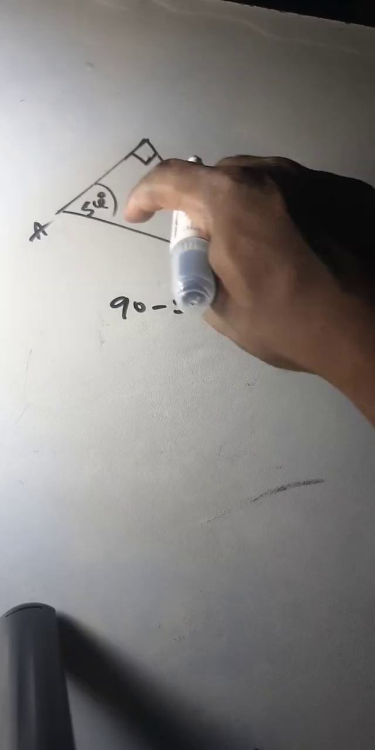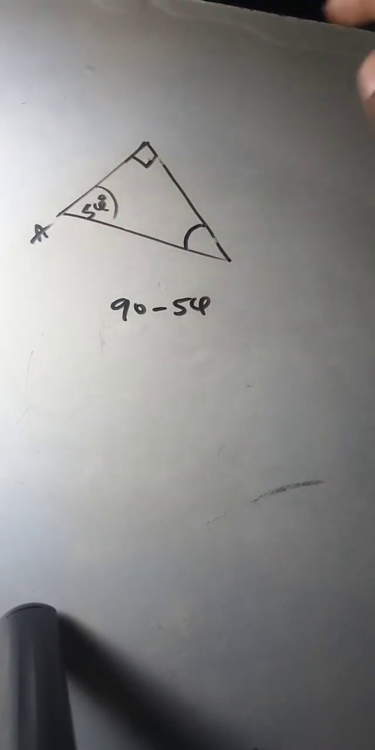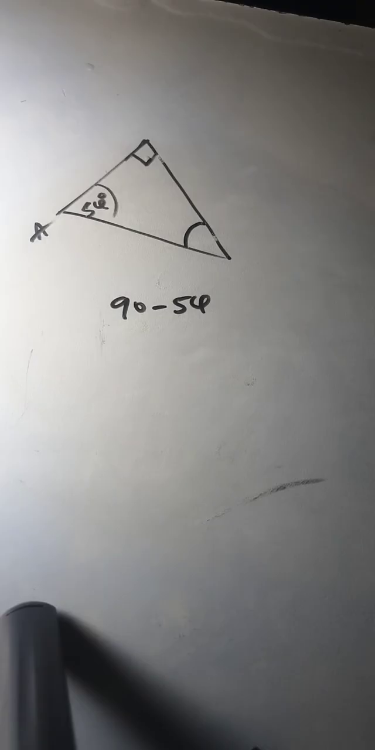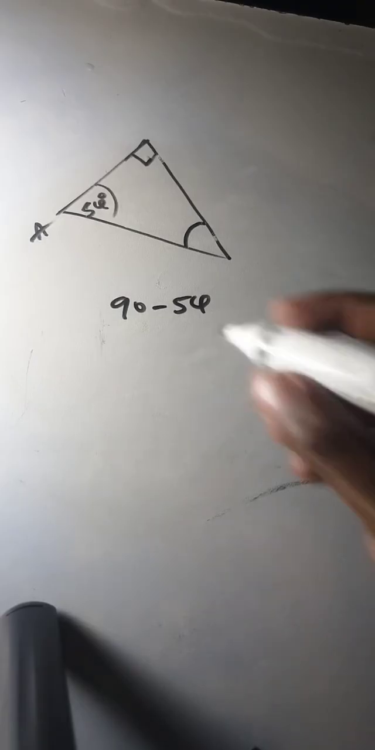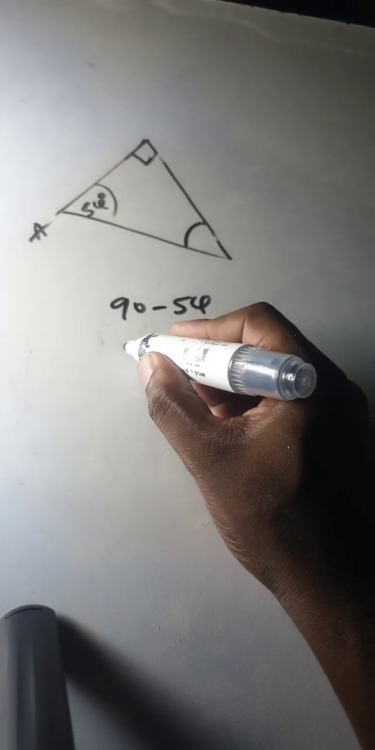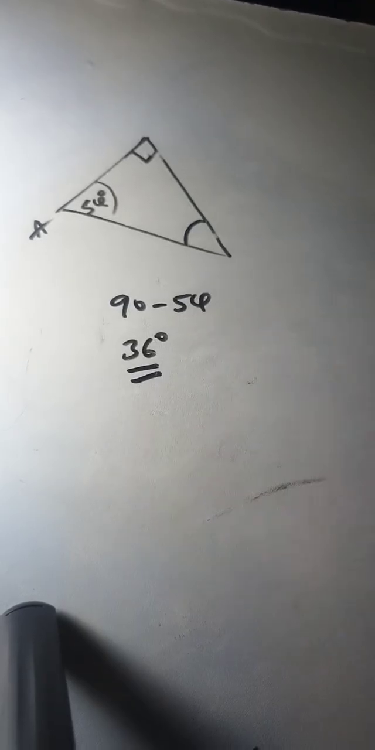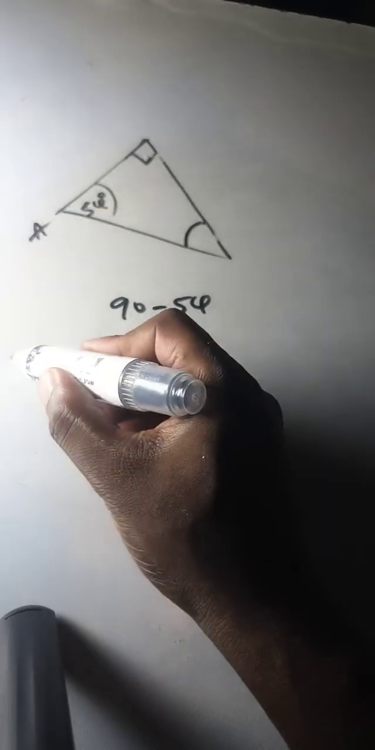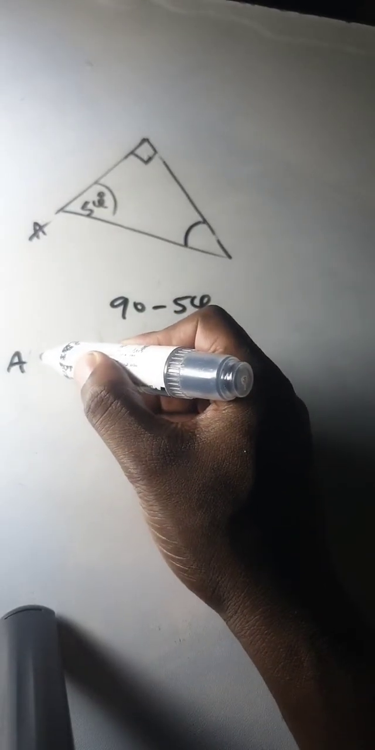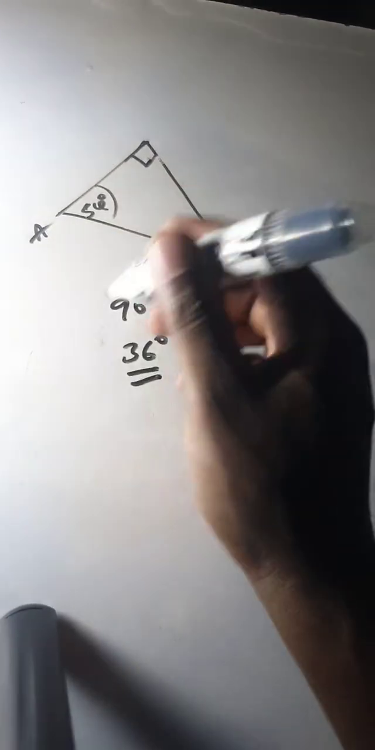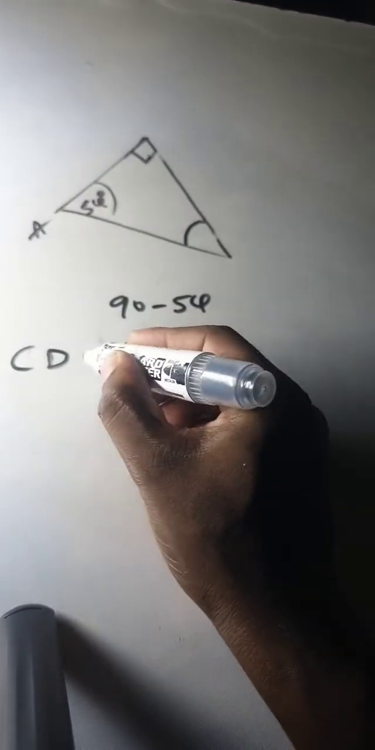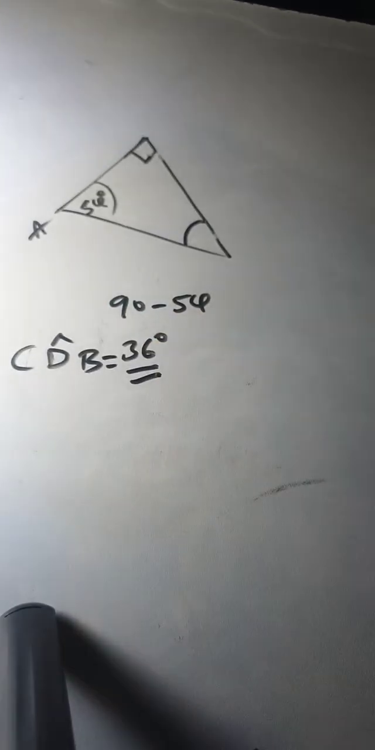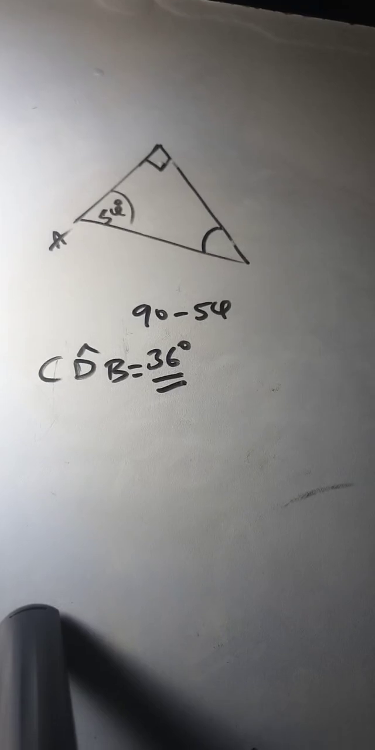Okay, 90 minus that angle, we'll know that because interior angles add up to 180. So what do we have? 36 degrees. So angle C, angle CDB is 36 degrees. Shall we proceed? So that's about that.